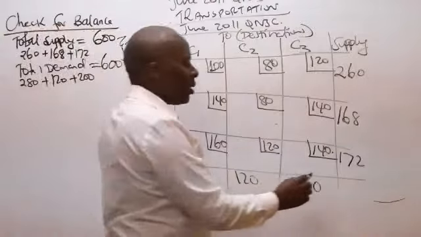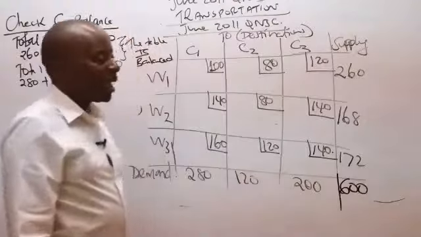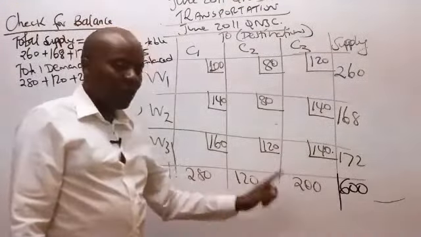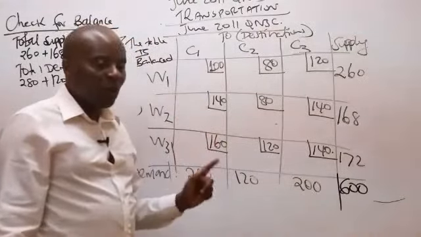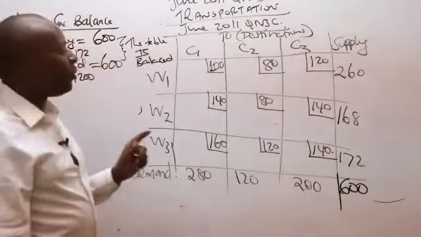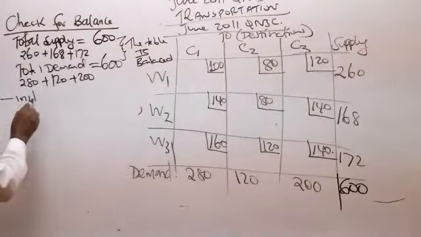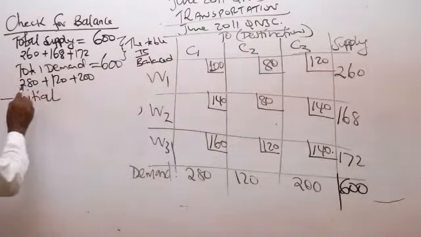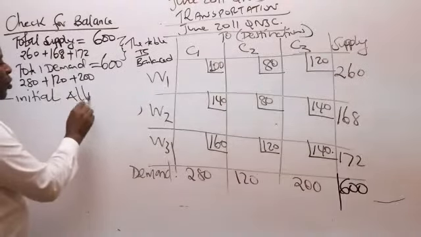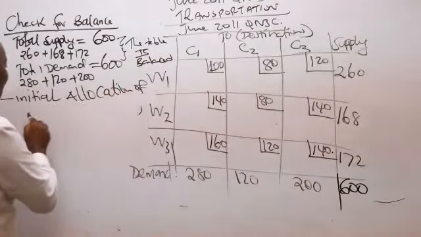So ladies and gentlemen, here we have our parameters agreeing at 600. The total supply is 600, the total demand is 600. Now we are comfortable because we shall not be introducing any dummy. Now from there, we go for the initial allocation of units.